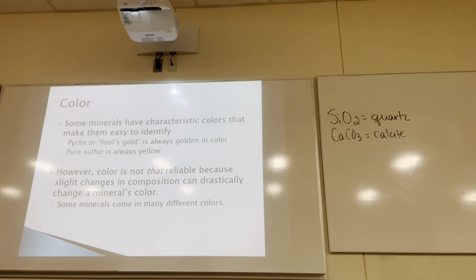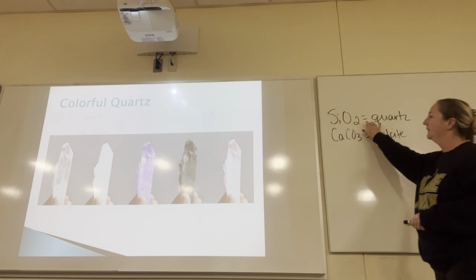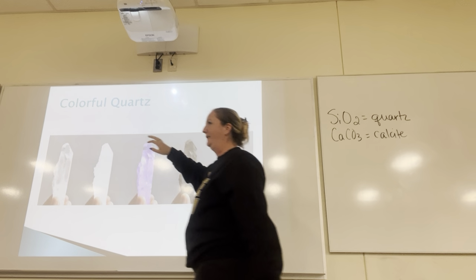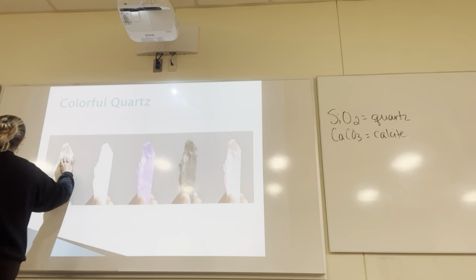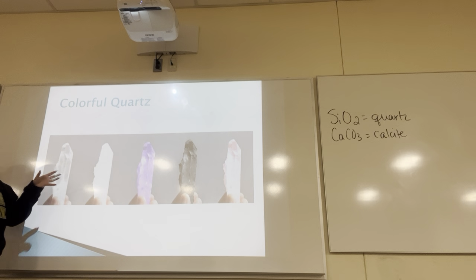The other thing that's good about color is it's very easy to identify. You just look at it, you can easily tell the color. But again, it doesn't tell us much about the mineral. So for example, quartz itself is meant to be transparent. Pure quartz is going to be see-through, transparent. However, different additions of different chemicals or impurities can change the color of quartz. So quartz comes naturally in many different varieties.